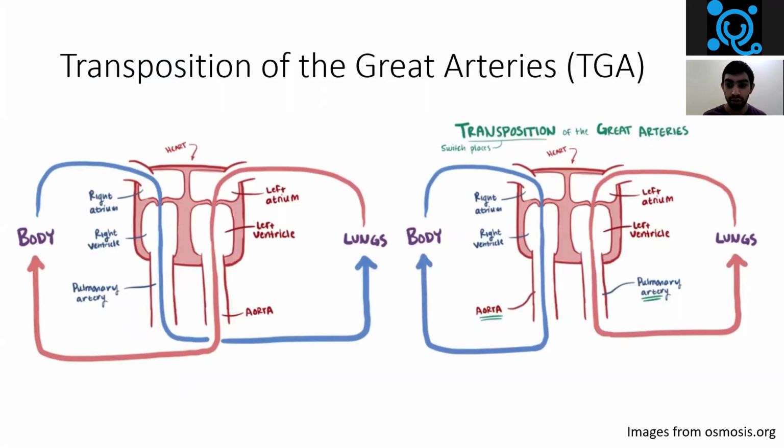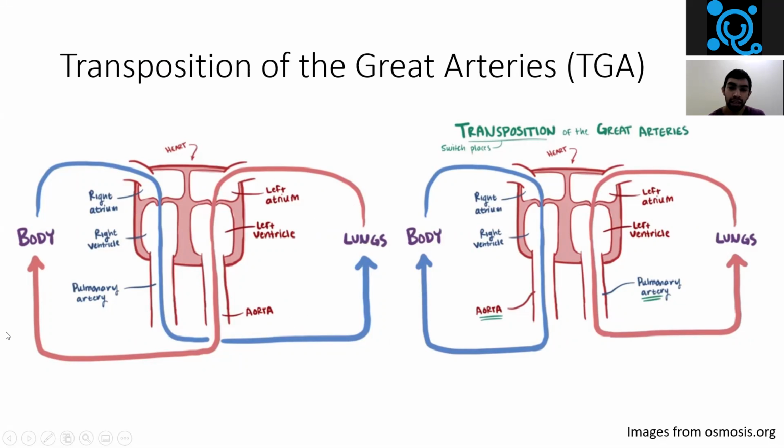Given the last two questions are based on transposition of the great arteries, it's worth talking about this. If there is one cyanotic condition you know, it has to be this one. It's a really good one to know because it's as pure a cyanotic heart defect as you can get. So this is a normal circulation here. You get deoxygenated blood coming in from the body, going through the right side of the heart, to the lungs, and then to the left side of the heart, effectively a series circuit.